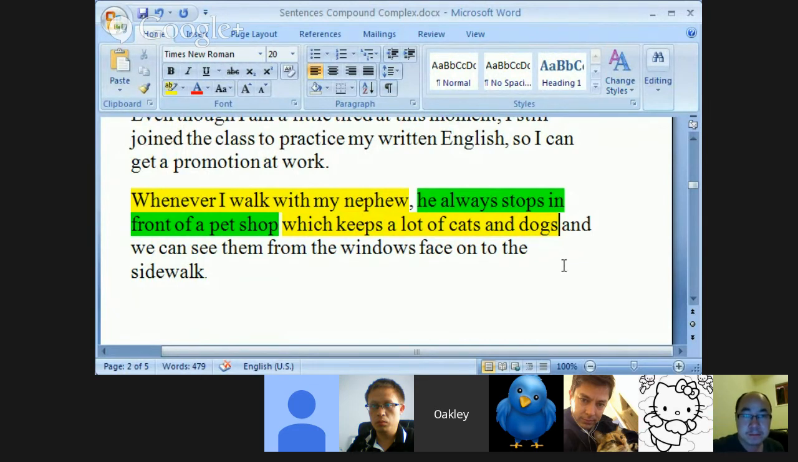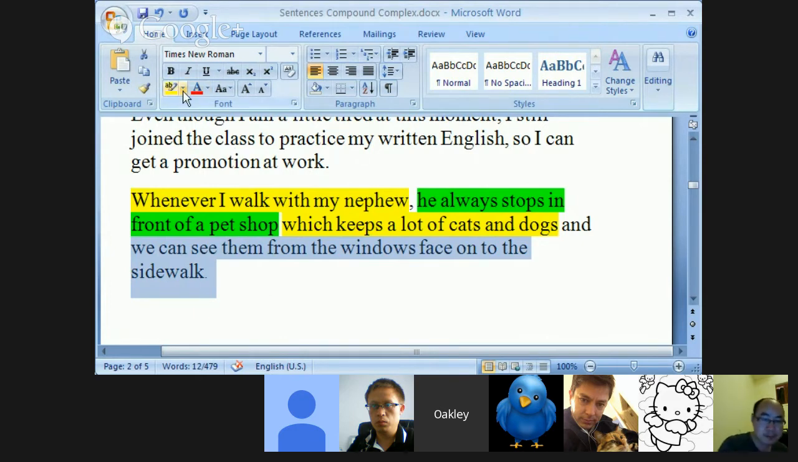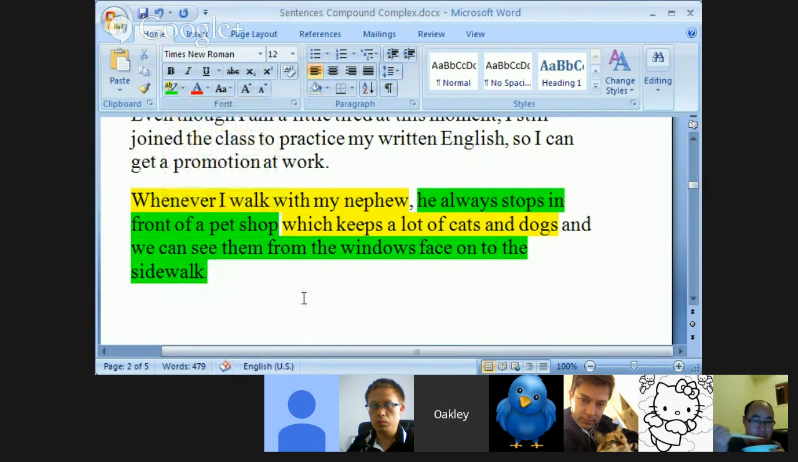And the one problem here, suddenly we connect. We've got a new subject. We can see them from the windows, face onto the sidewalk. Now, look at this. Now we have another independent clause. So Heidi has given us a very complicated sentence. It's a great sentence because it has two dependent clauses and two independent clauses. She has arranged the sentence so the independent clauses are not even together. They're actually broken up with another dependent clause.